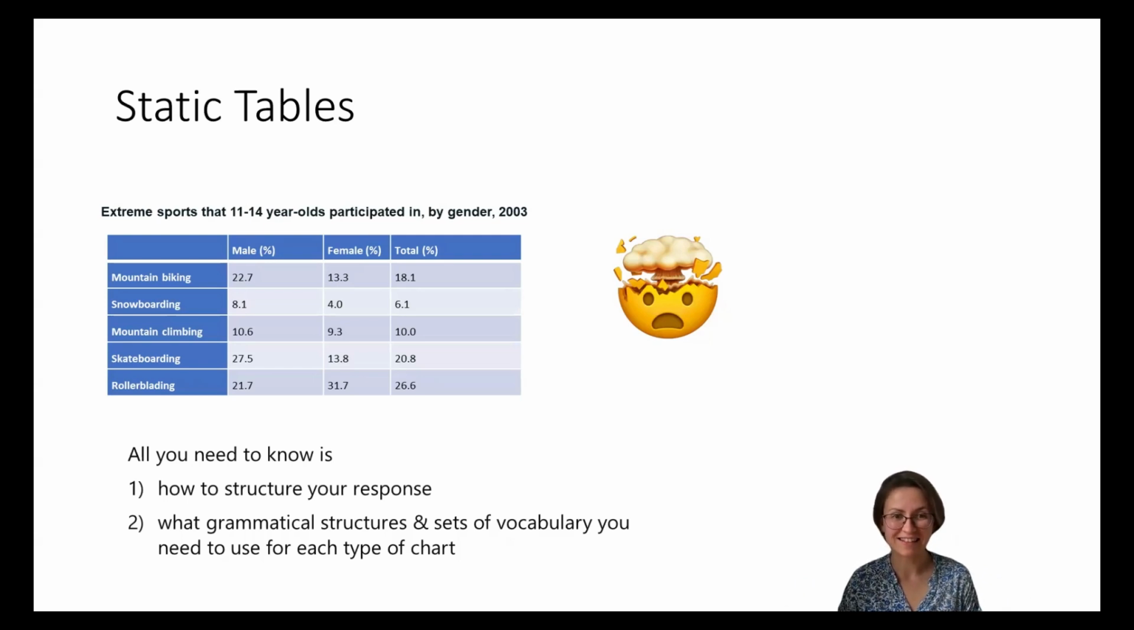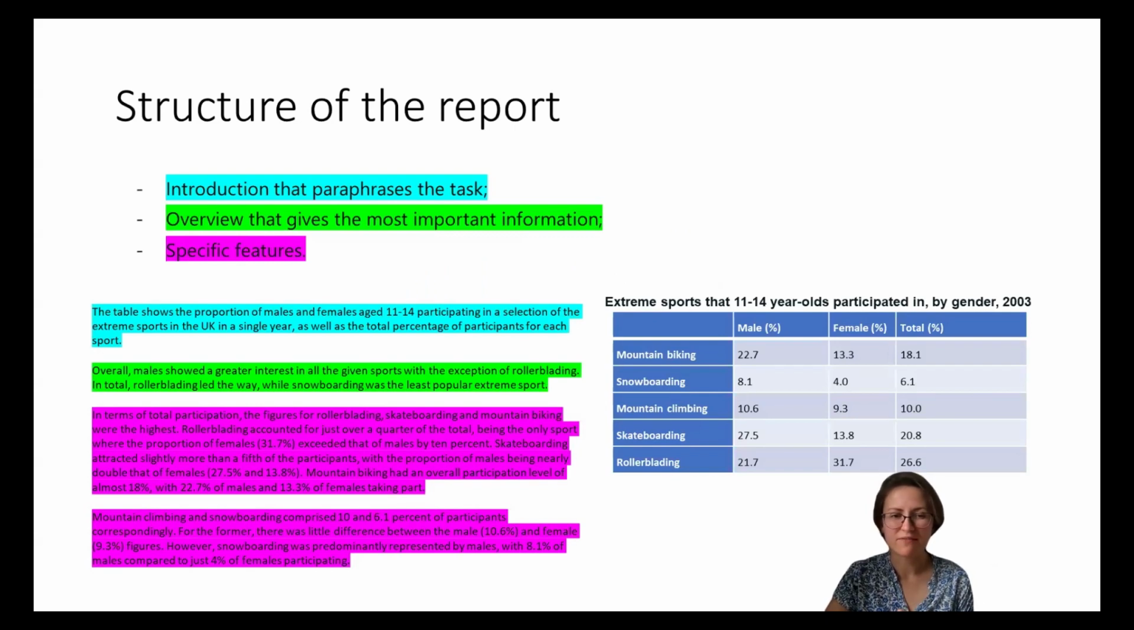And second, all you need to know is A, how to structure your response, and B, what grammatical structures and sets of vocabulary you need to use for each type of chart. Whatever chart you're describing, whatever chart your report is going to be based on, you need to use the following structure. First, it's the introduction that paraphrases the task.